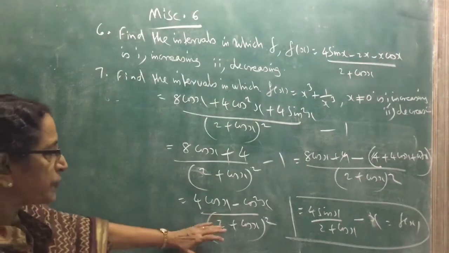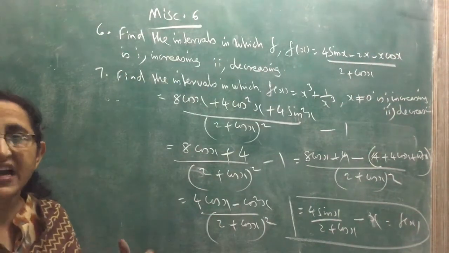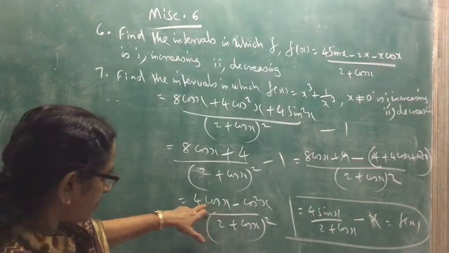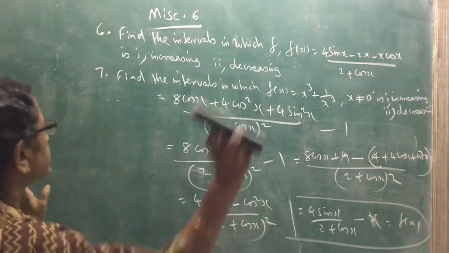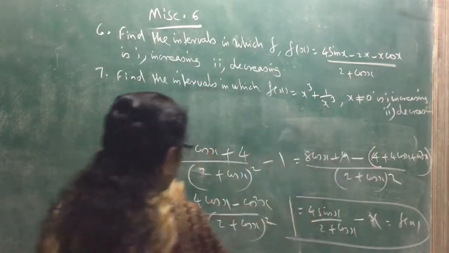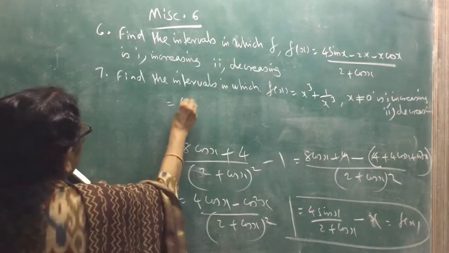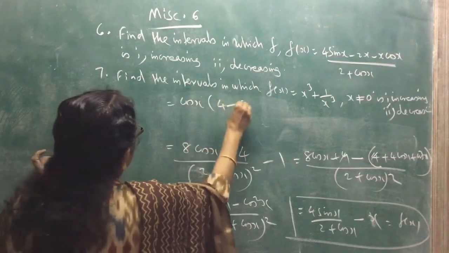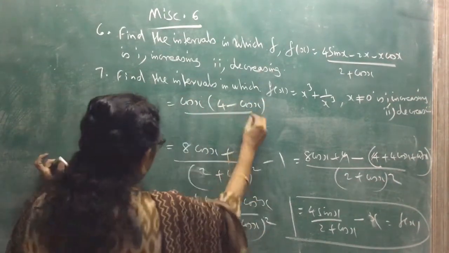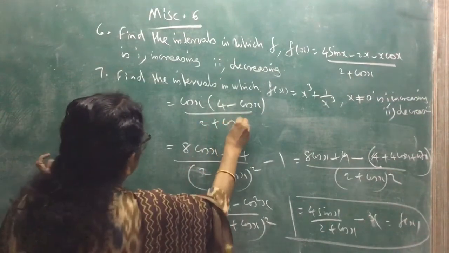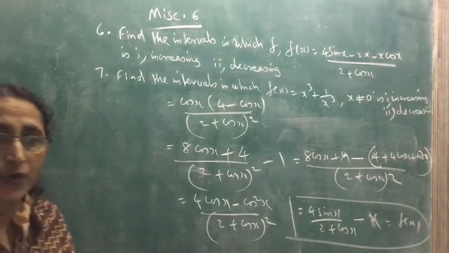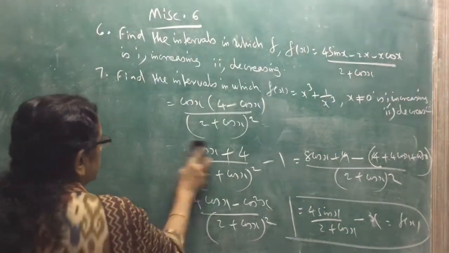Now we have to find the value of x for which f dash x equal to 0. In the numerator we can factorize. So that is equal to cos x into 4 minus cos x, divided by 2 plus cos x whole square. Now we want to find, f dash x equal to 0 implies what is the value of x.